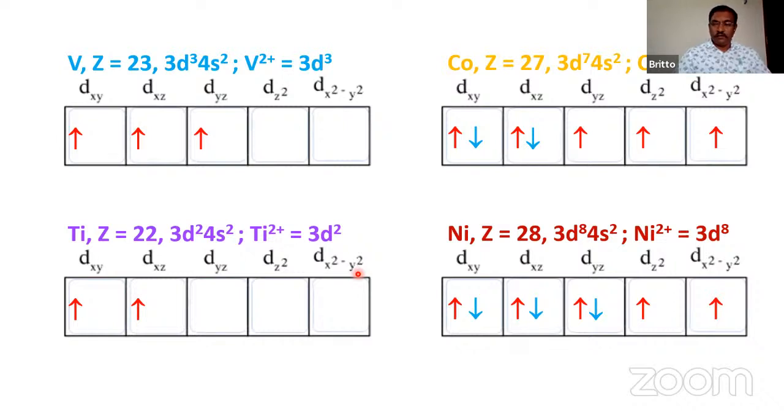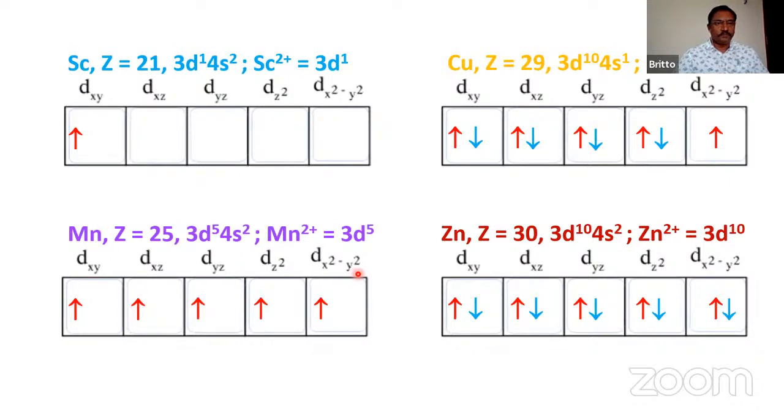In nickel also we have 2 unpaired electrons and 3 paired electron pairs. So both have 2 unpaired electrons. Which one will be more stable? Nickel will be more stable compared to titanium 2 plus, because in nickel we have paired electron pairs, while here there are empty orbitals. Compared to empty orbitals, paired electrons are more stable. So nickel 2 plus will be more stable than titanium 2 plus, even though they have 2 unpaired electrons.